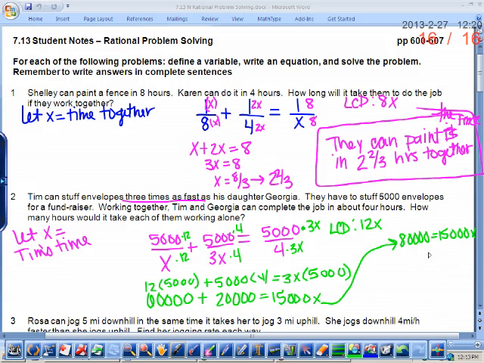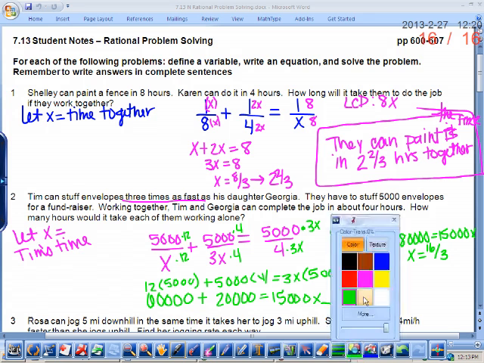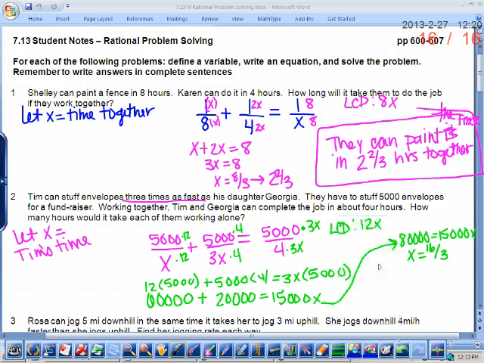So what does x equal? 16 over 3. All right, so let's turn that into a statement. What does that mean? Yeah, it asks us how many would it take each of them alone. So Tim would take 5 1/3 hours. How long would Georgia need? 16. Yeah, Georgia needs 16 hours.